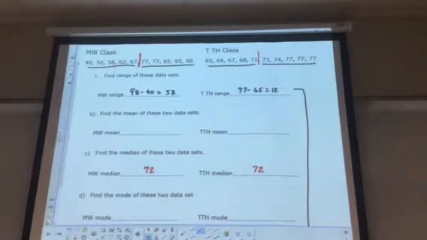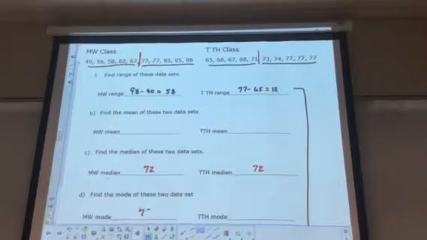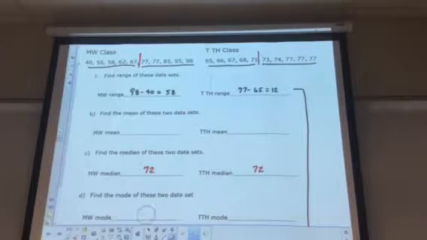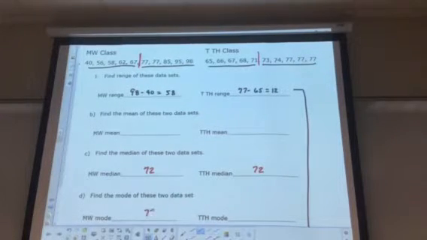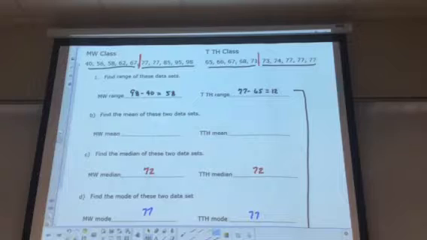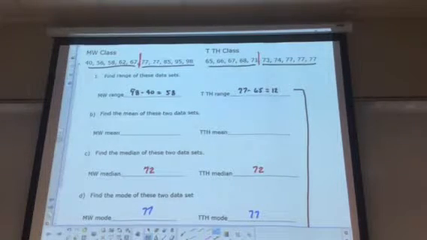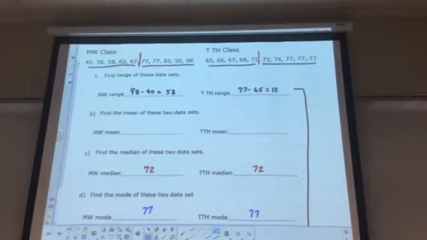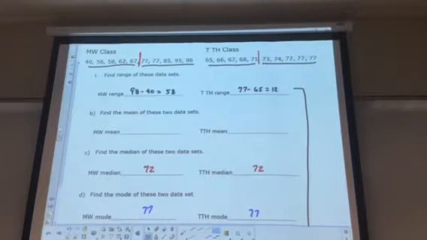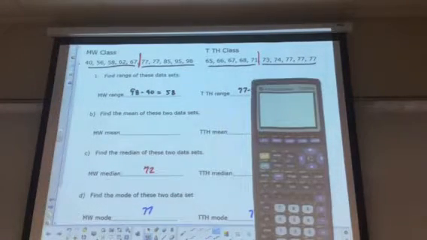Now what about the mode? In the first data set, the mode's 77. And in the second data set, the mode's also 77. So the modes could be the same. So now we're down to crunch time. It's now time for us to actually find out what the mean values are and then find out for sure what the standard deviation values are. So we need to go to the calculator and put stuff into the calculator again. So calculator goes on.